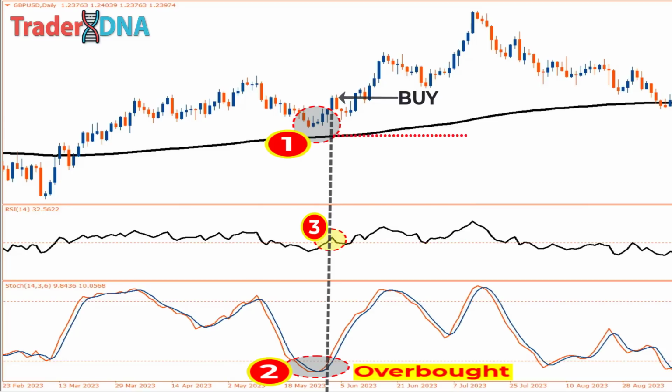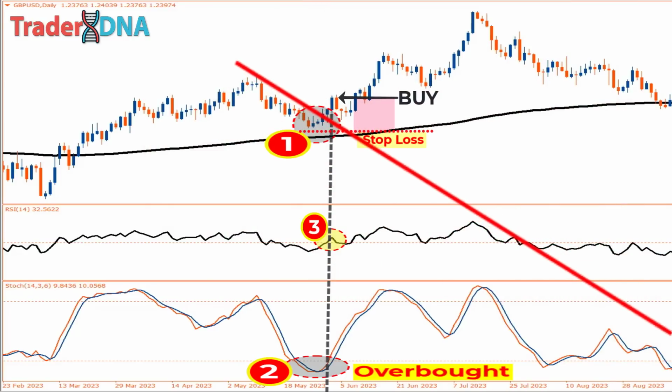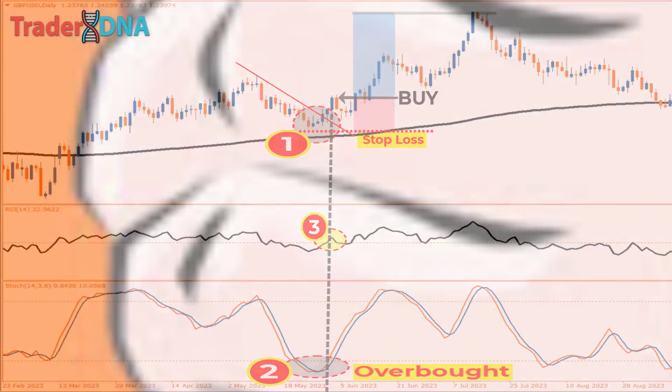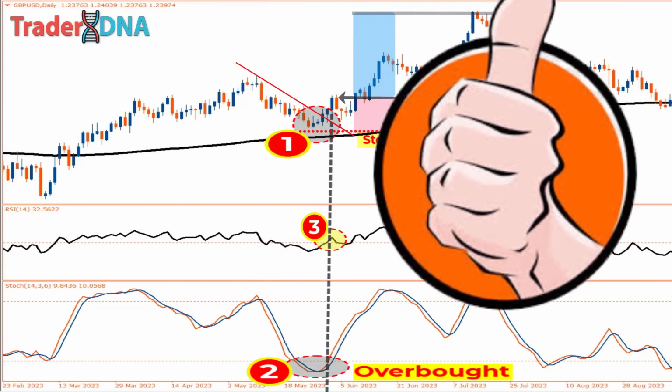The ideal stop loss should be either above the nearest swing high or below the nearest swing low. To enhance accuracy, traders can consider trendline breaks. As seen in this chart, you can observe a trendline break occurring before the RSI line crosses the level 50. This is an example of a highly profitable trading setup.